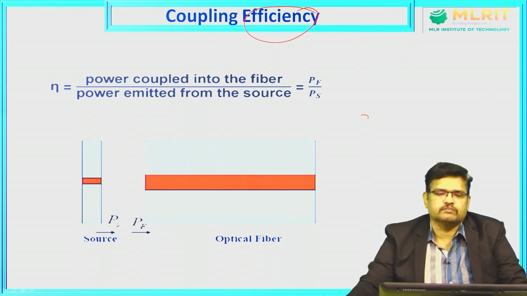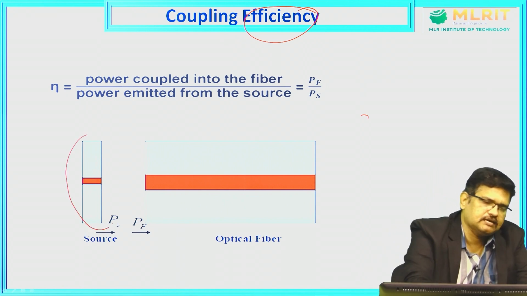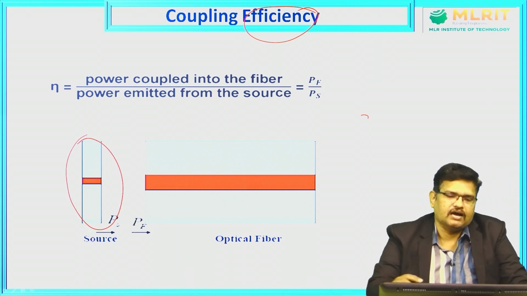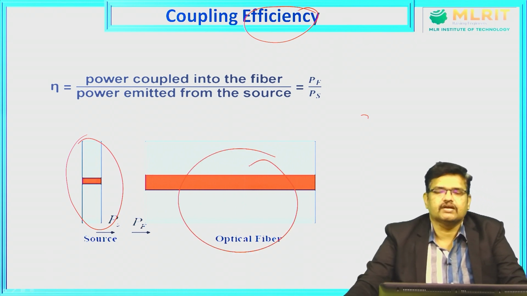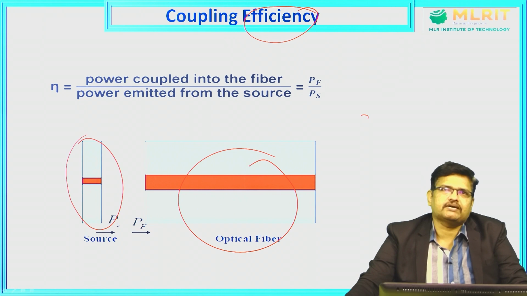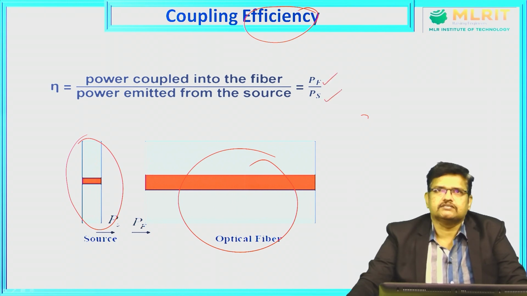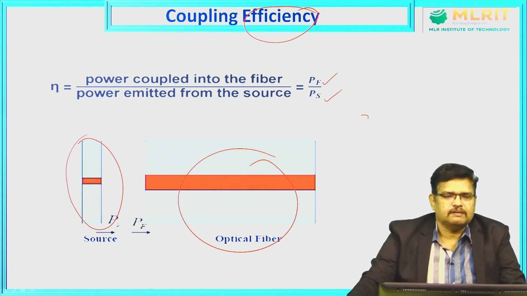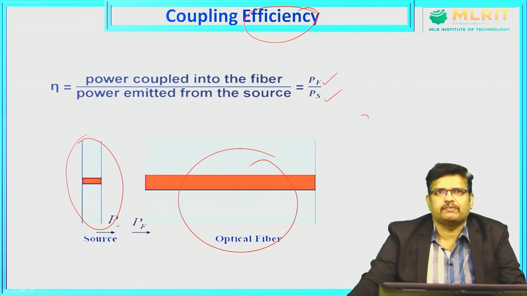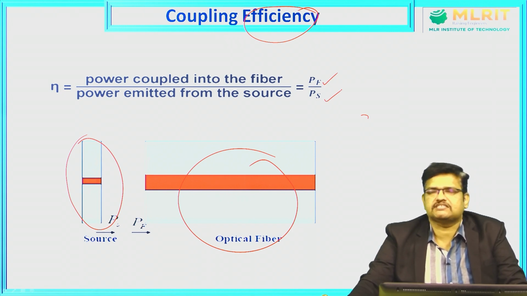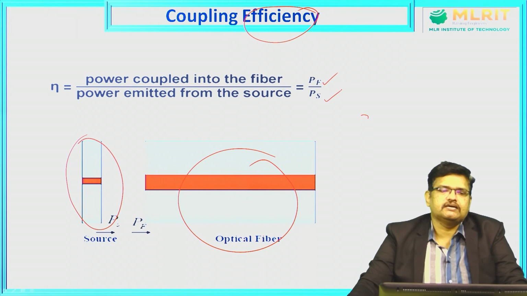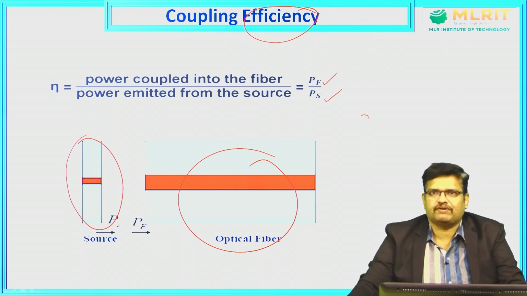Suppose, for example, this is a source and this is an optical fiber. The efficiency may be calculated by the power coupled into the fiber divided by the power emitted from the source. Simply we can call it PF by PS. So, it gives the coupling efficiency. For fiber to fiber communication, it is the same thing: the power coupled into fiber 2 by the power coupled into fiber 1. This efficiency is very, very important while calculating the coupling efficiency, because it tells how much power can be successfully transferred from one fiber to another fiber.